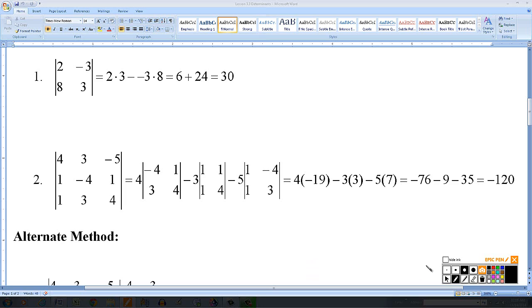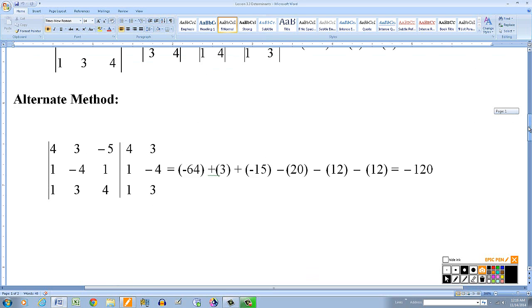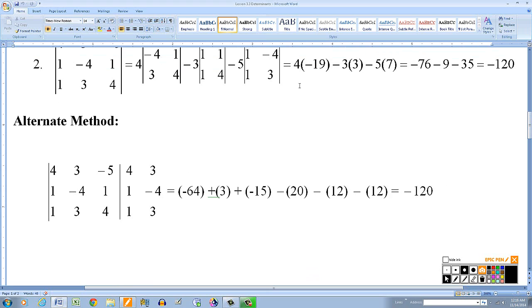So I'm going to do the same problem here using this method. So how does this method work? Basically, you just write out your determinant, 3 by 3, and then take the first 2 columns and put them to the right. Okay, so notice 4, 1, 1, I put it to the right, and then the next column 3, negative 4, and 3. Okay, so it's the first and the second column in that order.